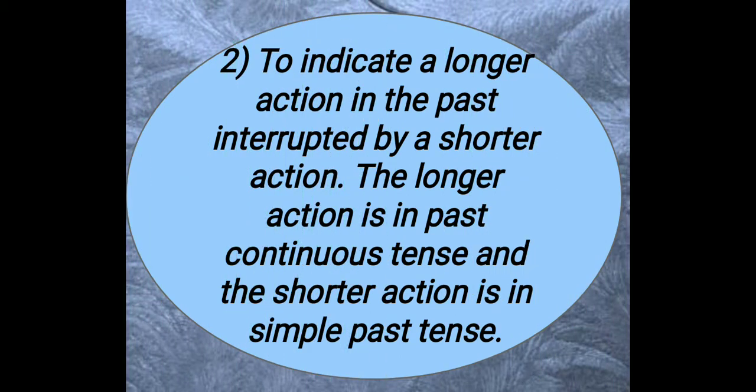Second use is to indicate a longer action in the past interrupted by a shorter action. The longer action is in past continuous tense and the shorter action is in simple past tense. It means that we use past continuous tense to show the longer action getting interrupted by a shorter action. Here, the longer action is in past continuous tense and shorter one is in simple past tense.